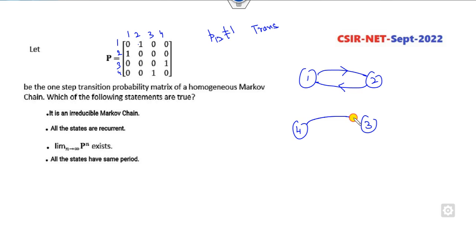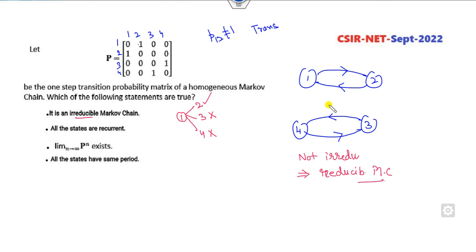This is there, fine. Now what can you say about this option? Firstly, is it irreducible? What is the meaning of irreducible? You can start from 1, you can go to 2, you can go to 3, you can go to 4, either directly or indirectly. Is it possible to go from 1 to 2? Yes. But not to 3 or 4. It means this is not irreducible, which means this Markov chain is a reducible Markov chain.